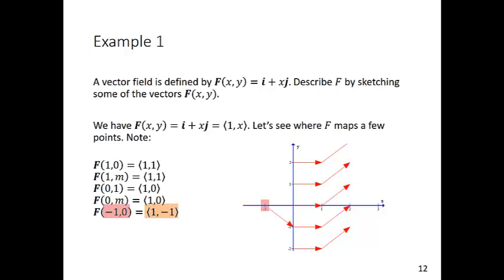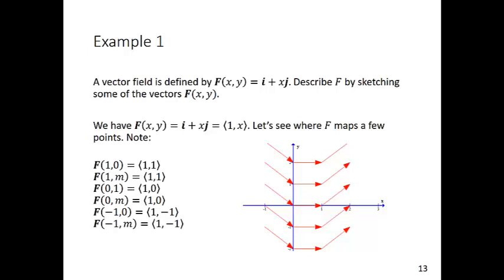Notice this vector field sends any point whose x-coordinate is -1 to the vector ⟨1, -1⟩, so we can add some vectors accordingly. Okay, so here is a rough sketch of this vector field.